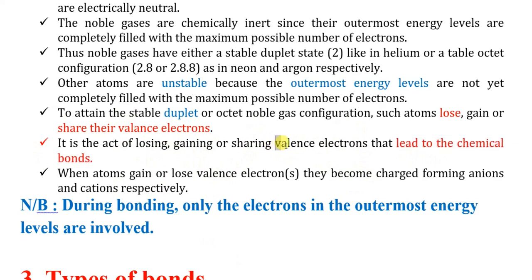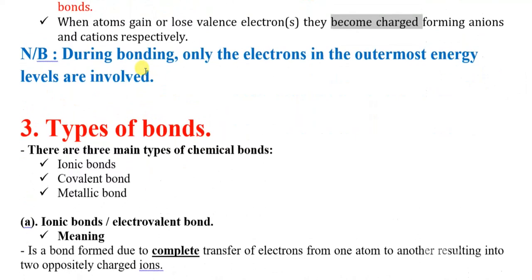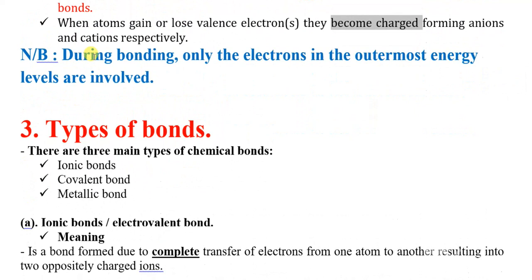Valence electrons are the electrons in the outermost energy level. Once you have written the electron configuration, the electrons in the outermost energy level are the ones responsible for chemical bonding, not the inner energy levels. When atoms gain or lose valence electrons, they become charged, forming anions and cations respectively. That's not very important.